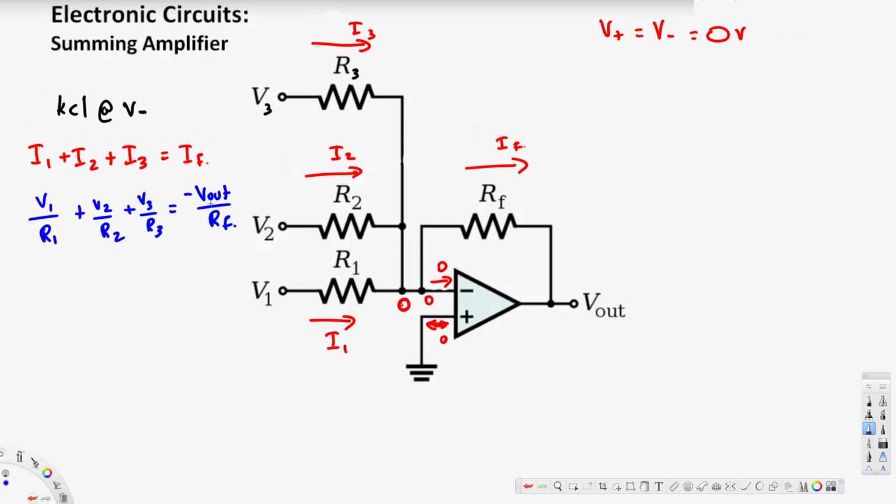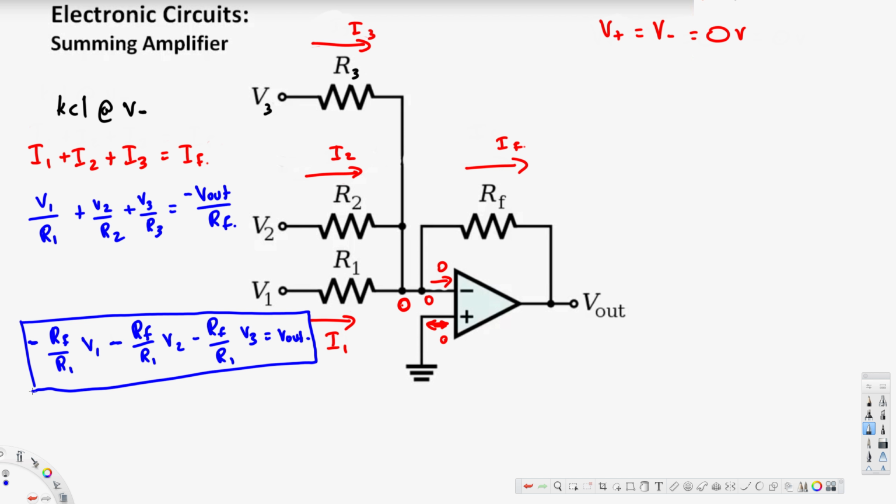Here we are interested in finding Vout, so we can multiply RF to the other side, and also we can bring the negative sign to this side. So this is going to become negative RF over R1 V1, and all of them are going to be negative because we are multiplying by negative. So this is going to be negative RF over R1 V1 minus RF over R2 V2 minus RF over R3 V3 is equal to Vout. Okay, so this is our final answer.